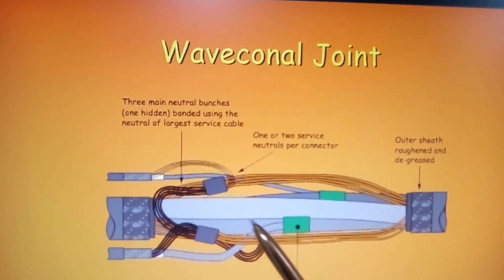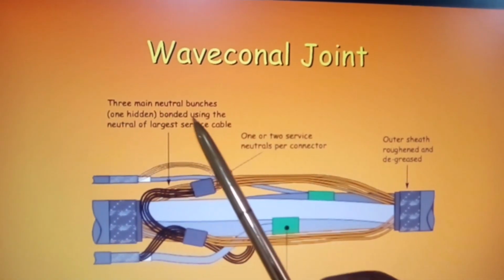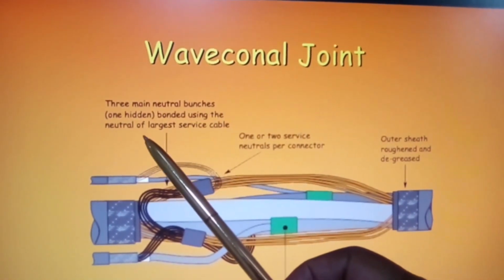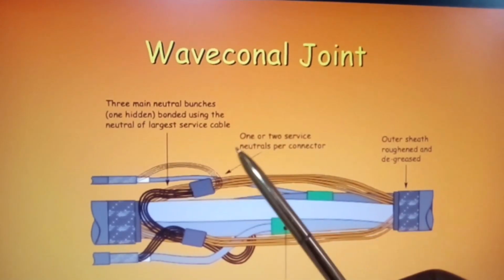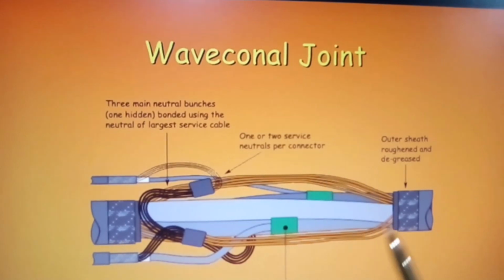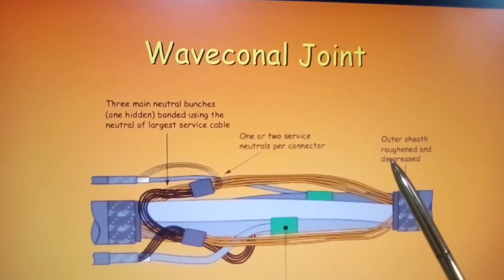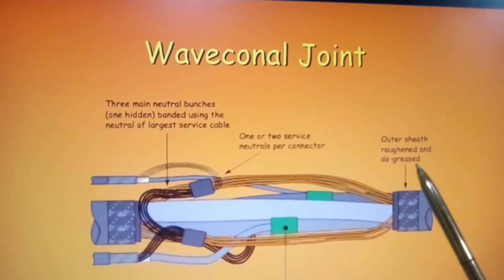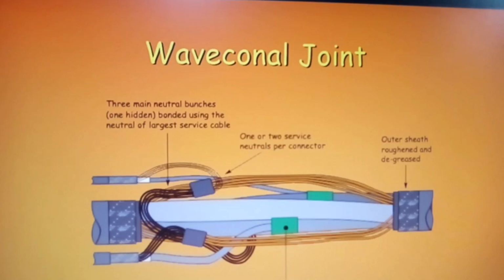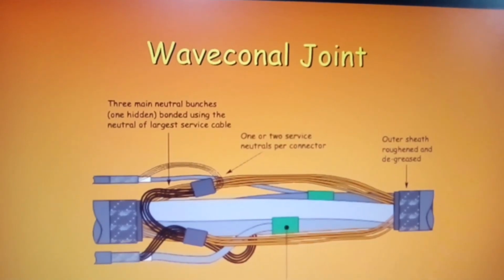So 3 main conductor bunches, one hidden, bonded using the neutral of the largest service cable, 1 or 2 service neutrals per connector. Okay. Outer sheath roughened and degreased, to make sure that it does not create any hindrance when you come to seal it. Hep shrouds over phase conductors.